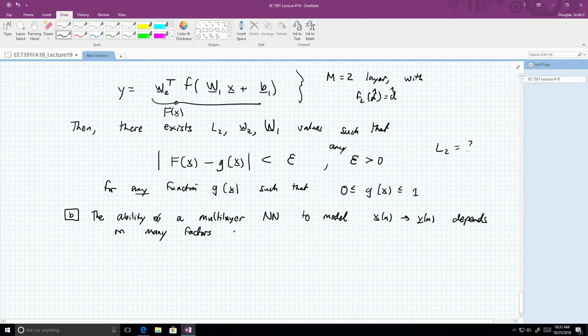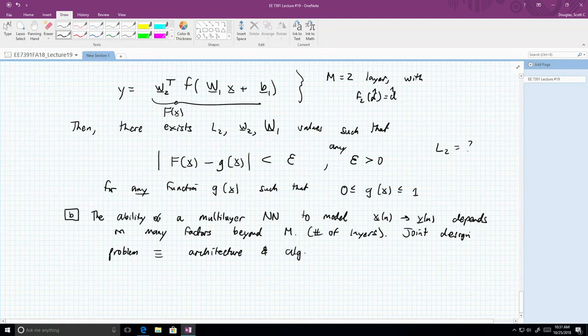Many factors beyond m, basically the number of layers. So basically the way to think of it is it's a joint design problem, which essentially is both an architecture and algorithm issue, or I should say there's both architecture and algorithm issues that we want to consider.